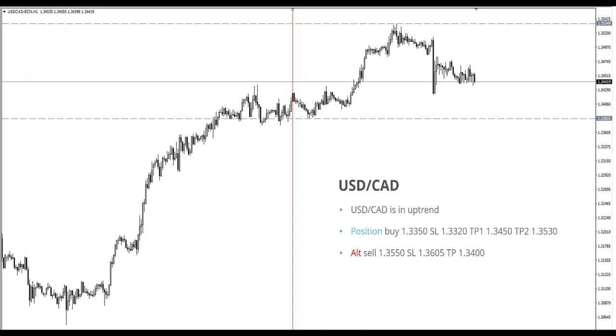Then it just spiked to the upside. But then again, guys, our alternative sell trade came into play around 135.35. Straight 15 pips in the zone. So this was the zone. And guys, there it dropped.